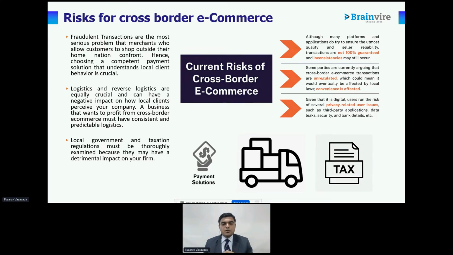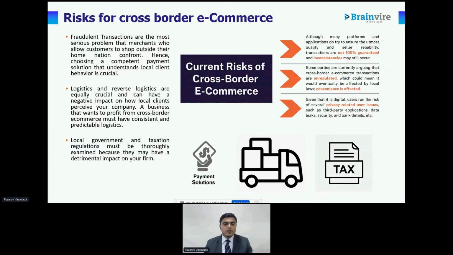You need to make sure your payment solutions, your shipping solutions, and your taxation systems are in place and working pretty fine. Payment is the core aspect because there should not be any fraudulent payments or fraud transactions happening on your system. Otherwise, the customer will lose interest or confidence in your portal. Logistics and reverse logistics: whenever your product is sold to the customer, how it reaches them, and if they want to return it, you should have your reverse logistics available as well.